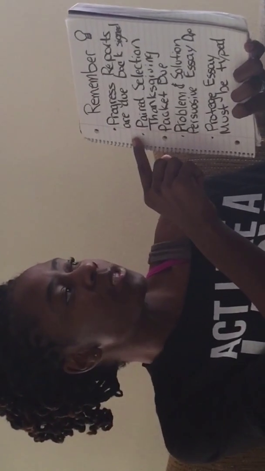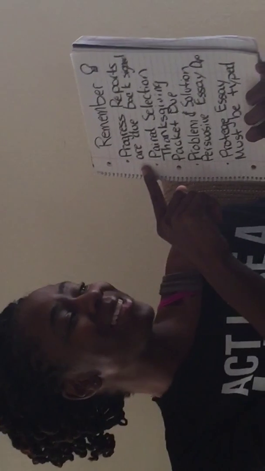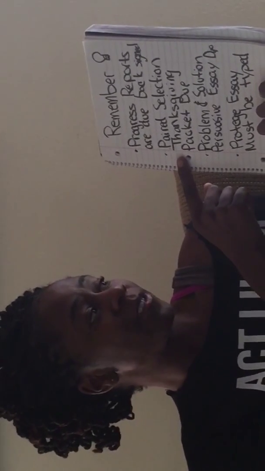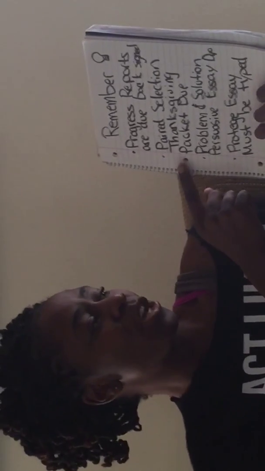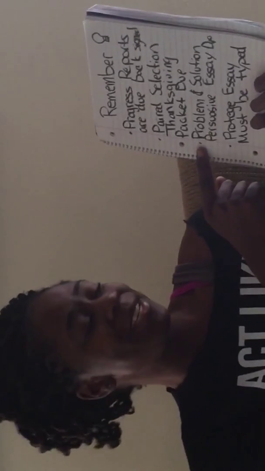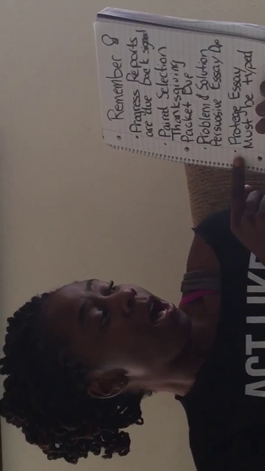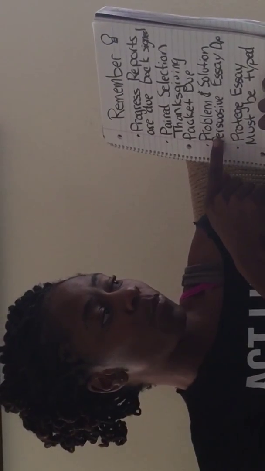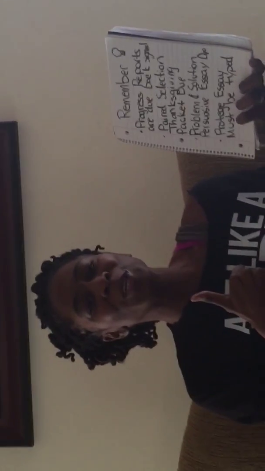Your progress reports are due back signed Monday, and I sent those home, so I want those back signed. Second, your parent selection Thanksgiving packet is due, and you had all Thanksgiving to get that done. Third, your problem and solution persuasive essay is due, written out nicely. And then lastly, your Prodigy essay, for the Prodigy students, that same problem and solution persuasive essay is due to me typed.